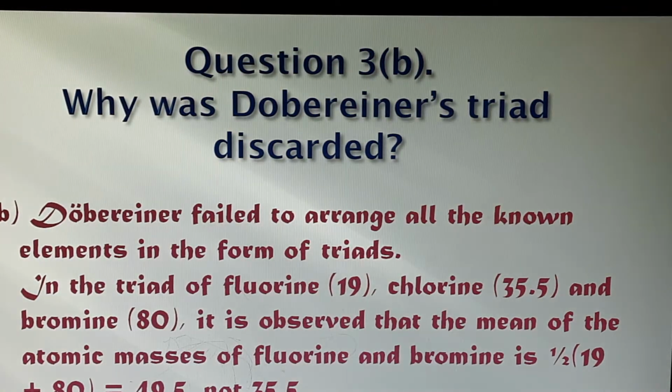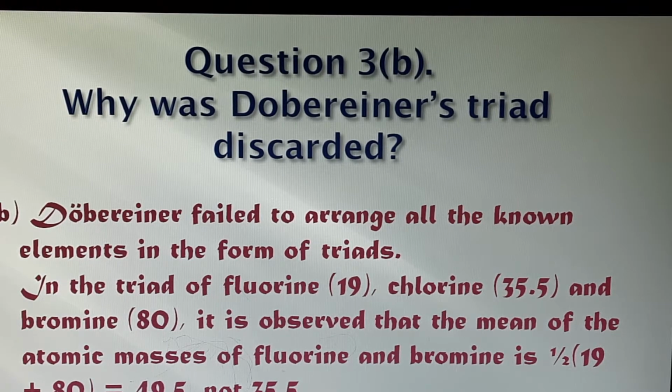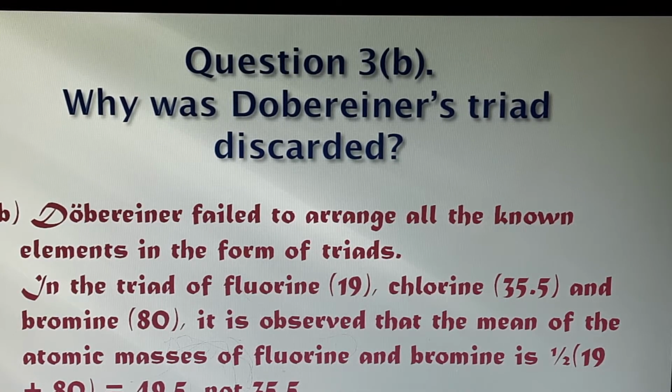3b. Why was Dobereiner's triad discarded? Dobereiner failed to arrange all the elements in the form of triads. Suppose fluorine, chlorine and bromine are observed, and then the mean of fluorine and bromine is taken. It is supposed to be half of 19 plus 80. It comes to 49.5, but we know that for chlorine it is 35.5. Hence it was discarded.